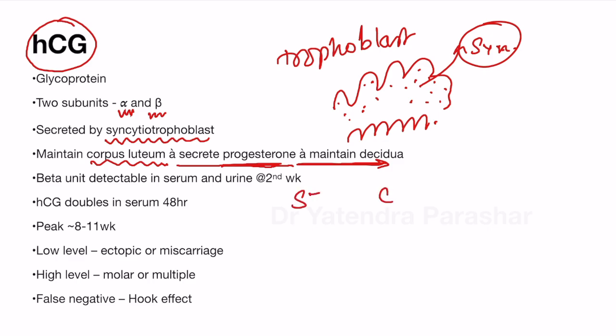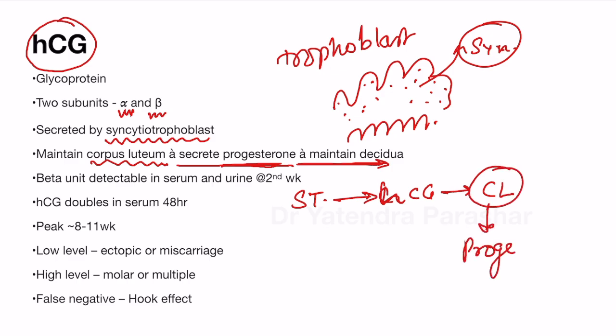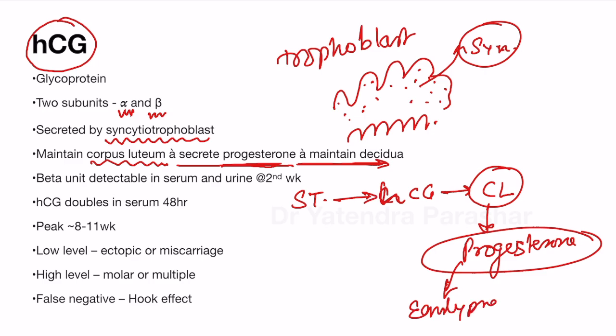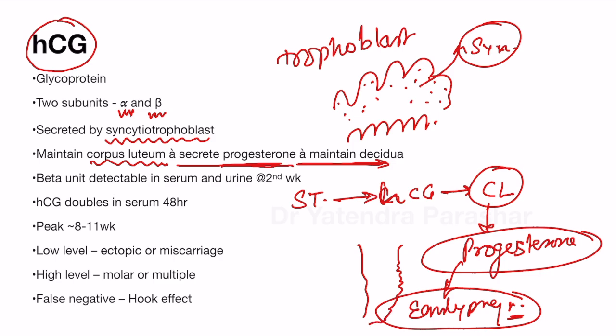The syncytial trophoblast secretes HCG, and HCG helps in the maintenance of the corpus luteum. The corpus luteum secretes progesterone, and progesterone helps in the maintenance of early pregnancy by supporting the vascular and glandular uterine wall, which helps in the nourishment of the embryo.